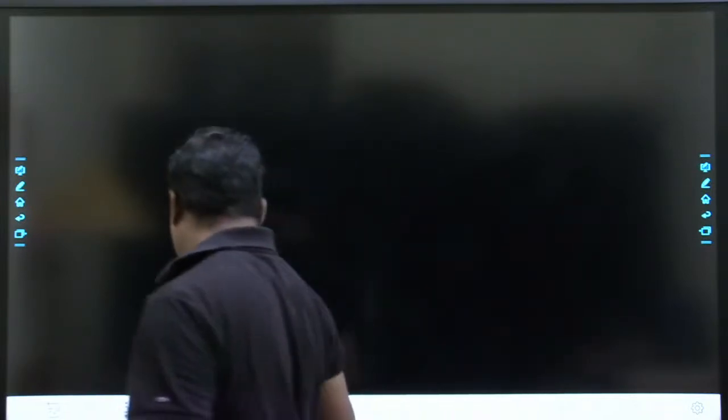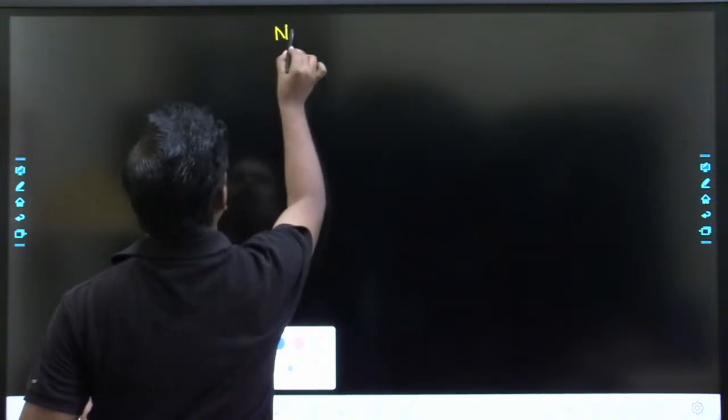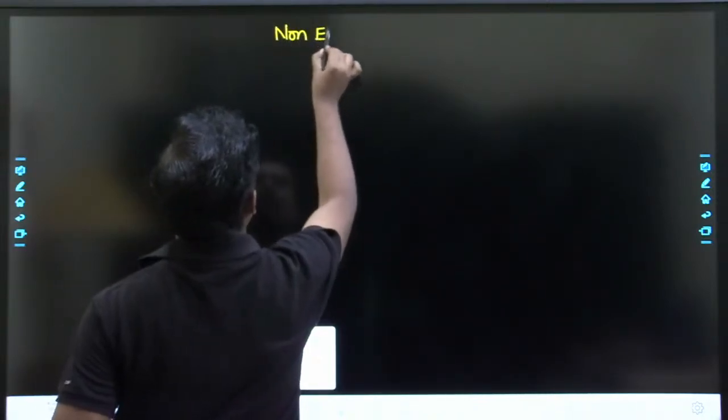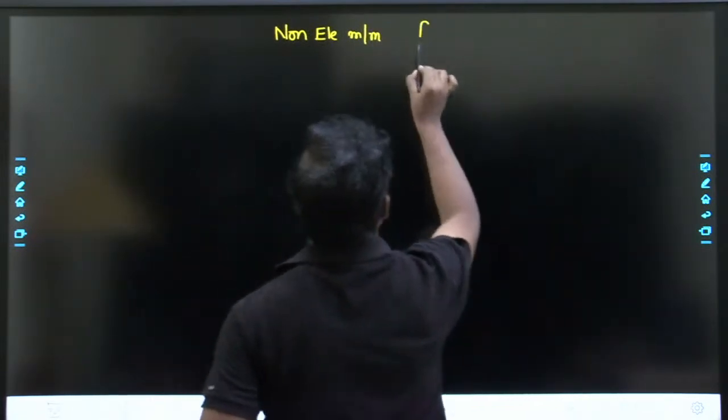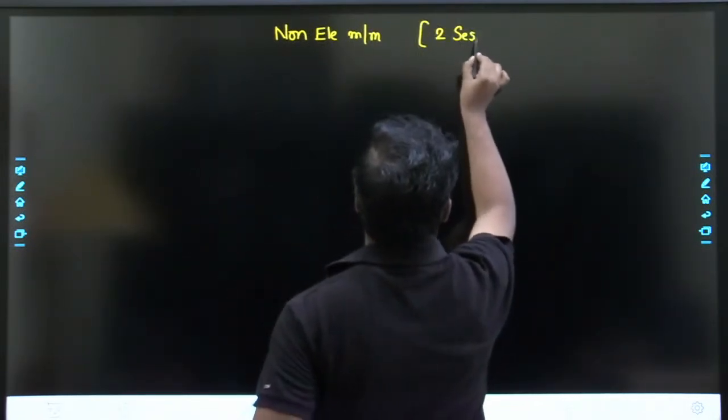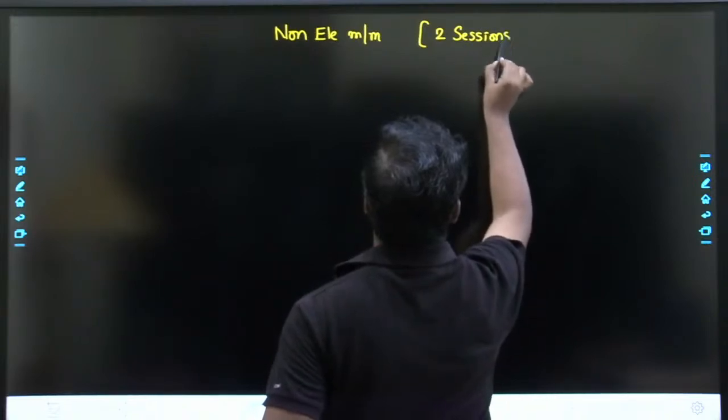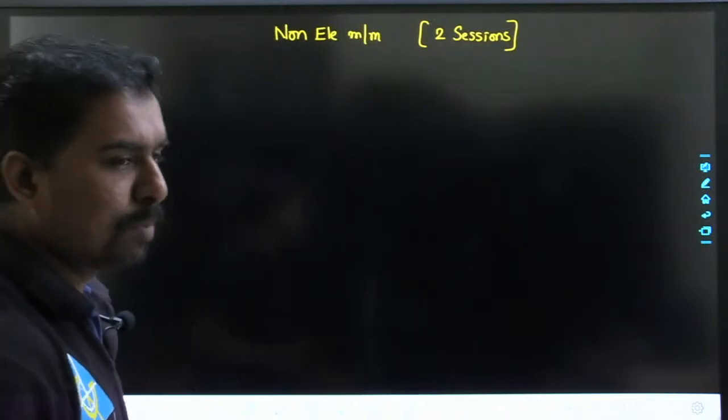Today I will be discussing some non-electrical measurements. What are the non-electrical measurements important for the power plant? Just 1 or 2 sessions. Today's and one more session I will discuss, 2 sessions for non-electrical measurements in brief.